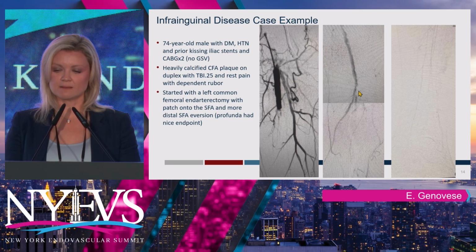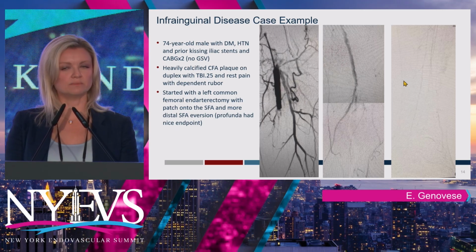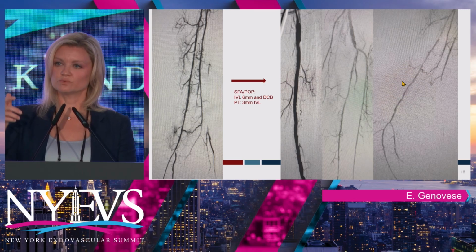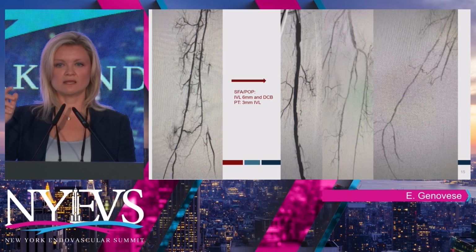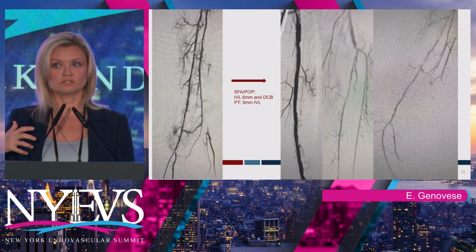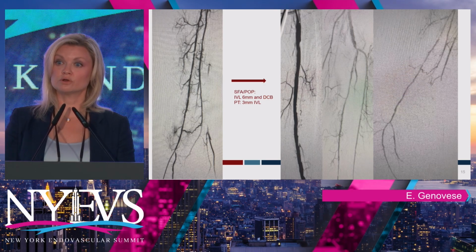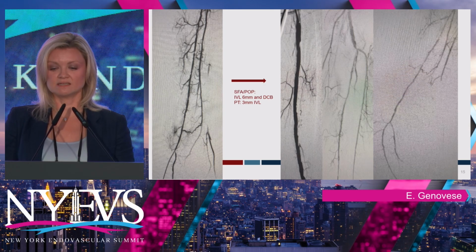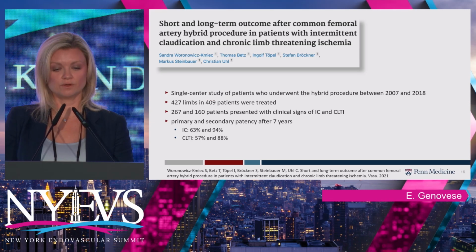Ultimately, the profunda came back with what looks to be potentially PT and peroneal runoff. This was recanalized antegrade and went right through the true lumen. So ultimately we ended up doing some intravascular lithotripsy and were able to get away with drug-coated balloon angioplasty and avoided scaffolding in this situation to give the patient 2-vessel runoff to the foot.